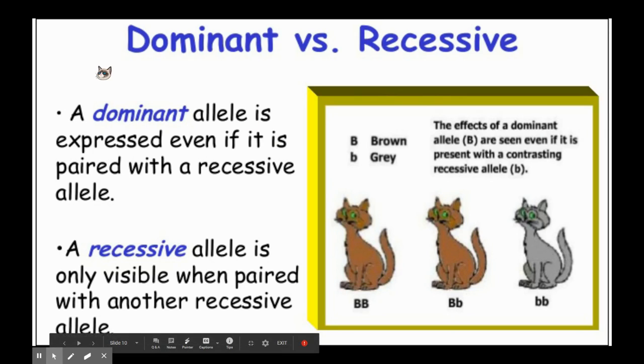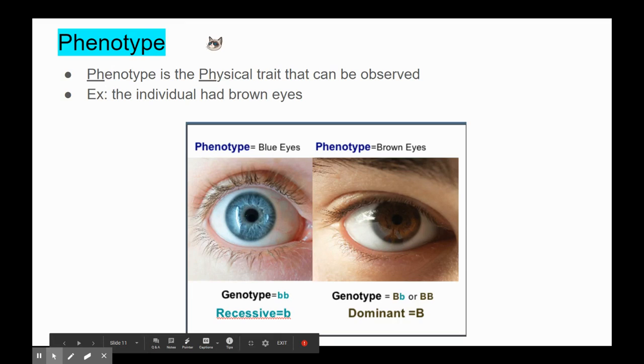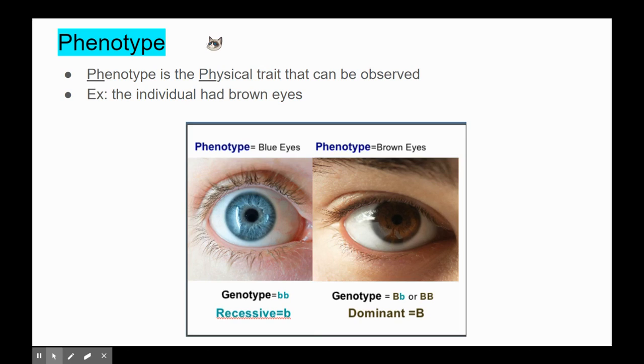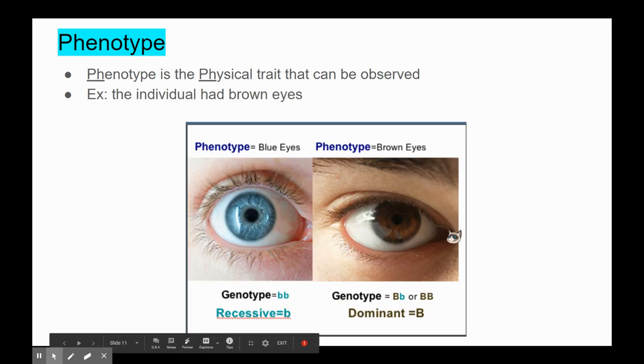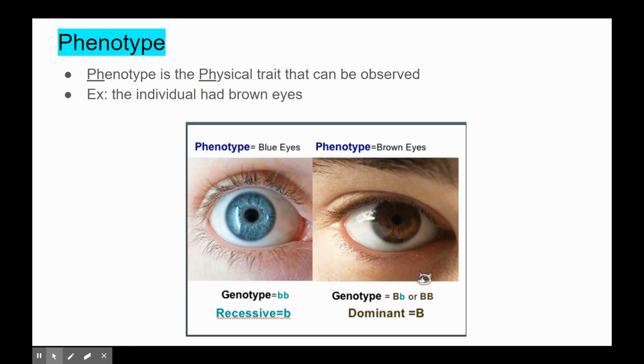And that word is called phenotype, and that's what we're going to go over now. A phenotype is a physical trait that can be observed, or at least typically. An example would be the individual had brown eyes, right? Or had blue eyes. Blue eyes and brown eyes would be the two different phenotypes. But keep in mind that here with brown eyes, there's more than one genotype that can create that one phenotype.